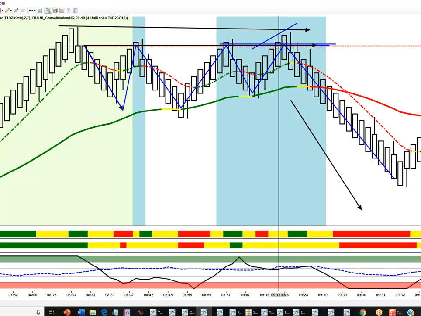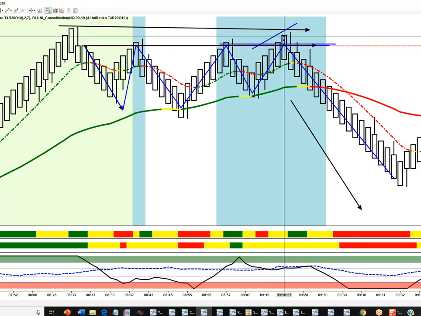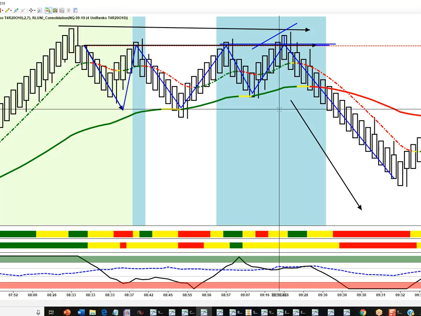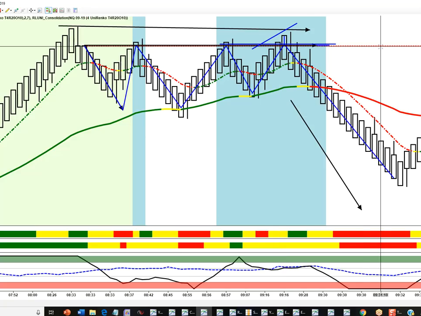But until that pivot breaks, and you can see it's still tracing, even though price came all the way up to here, it's still tracing. And that's a very, very powerful tool to keep you out of losers.